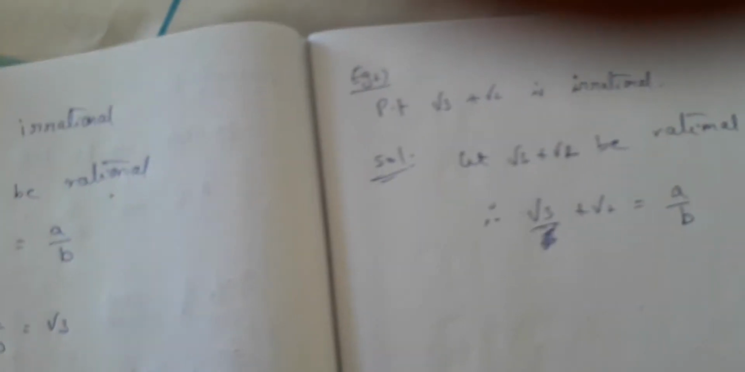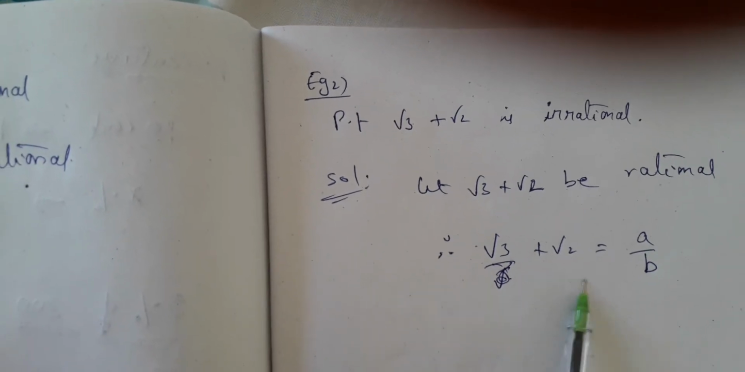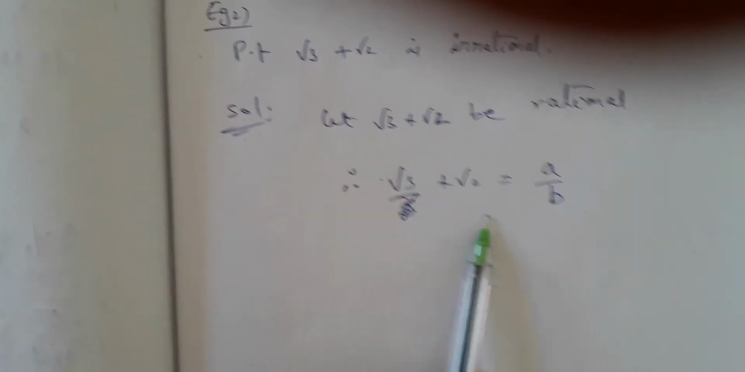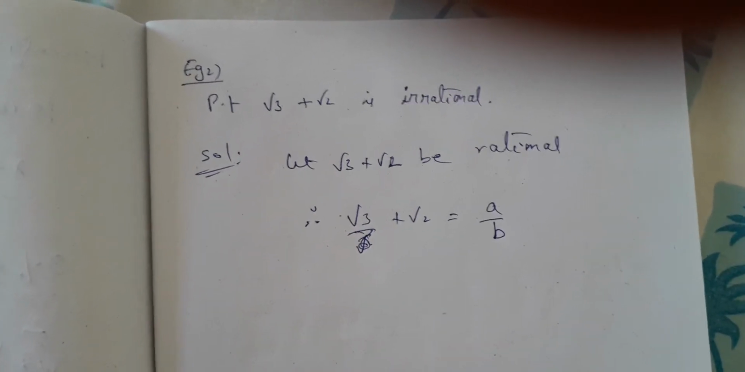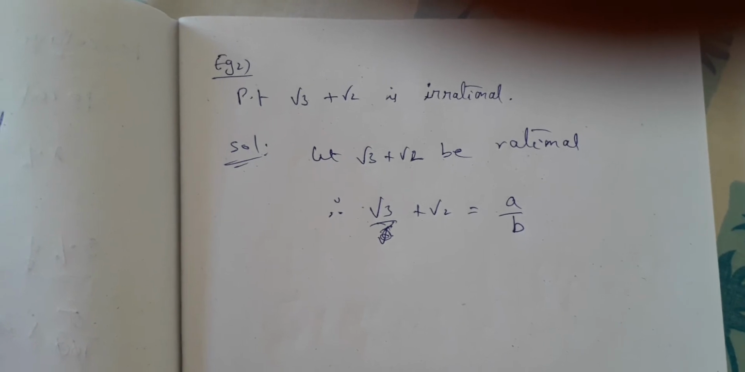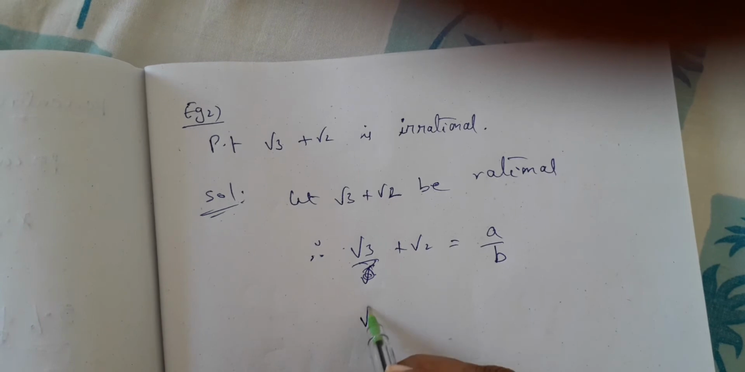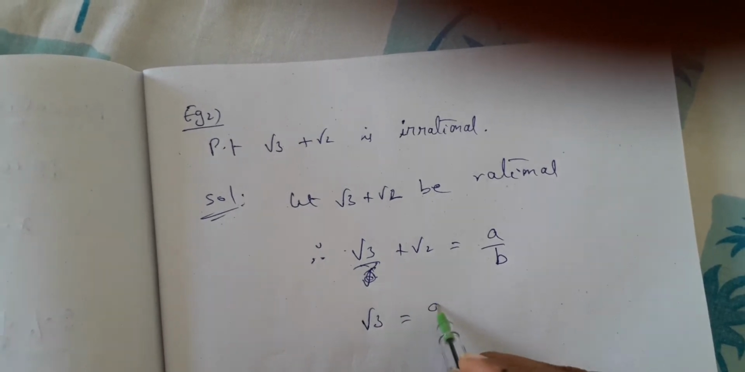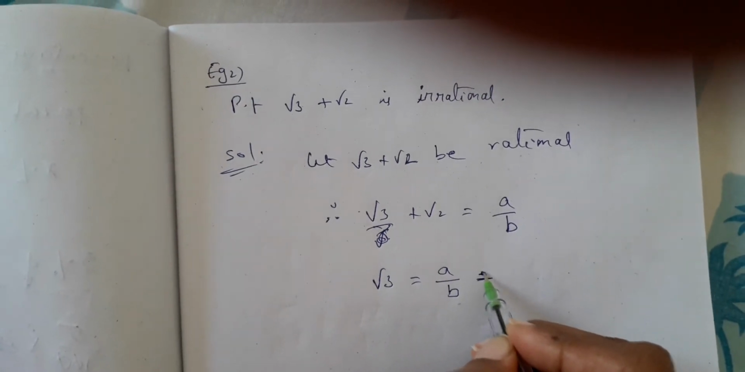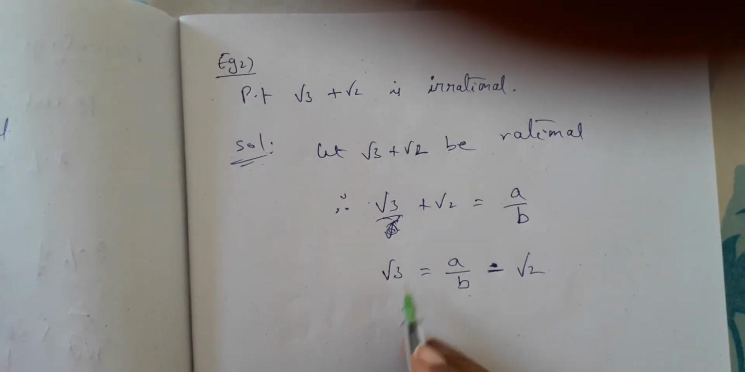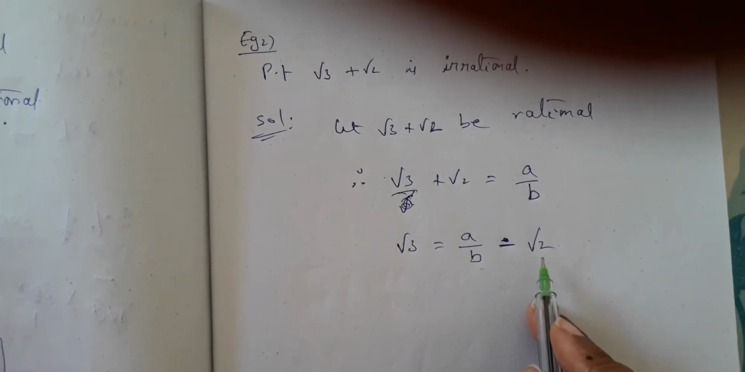But here, coming to this particular problem, you have two roots here, root 3 and root 2. That means two root terms are there. So to solve this, the best method is that if we are left with one single root term, it will be easy for us to conclude. So what we have to do now? We have to take the other root term onto the other side. So transpose root 2 onto RHS. So that will become a by b minus root 2. So root 3 is equal to a by b minus root 2.